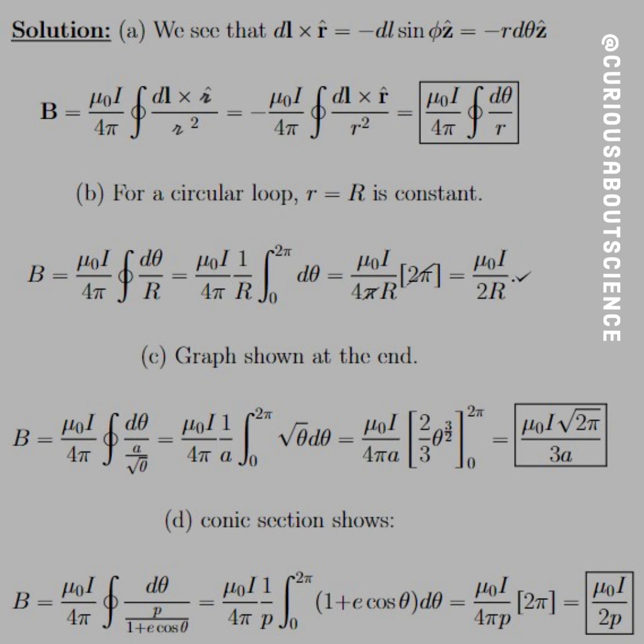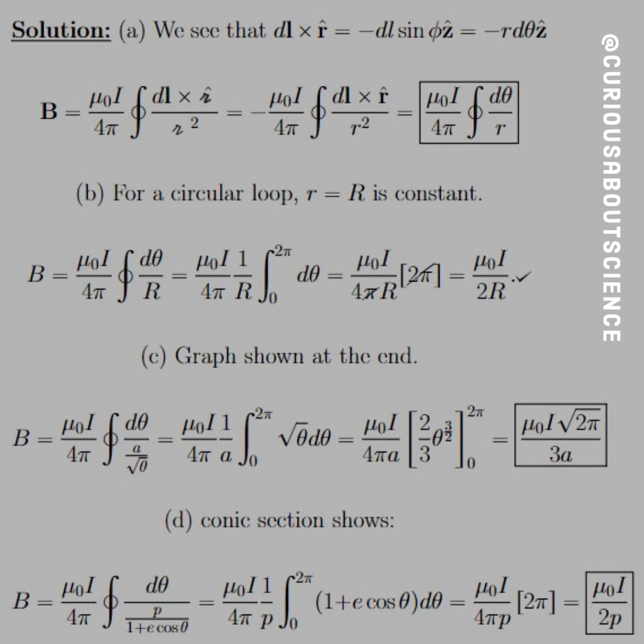No big deal there. For a circular loop where little r equals big R, which is a constant, we plug it in. It gets carried outside the integral, and you get a 0 to 2 pi integral, which is pretty easy. The 2 pi's cancel, leaving you with mu naught I over 2R. Looks familiar. Good to go.